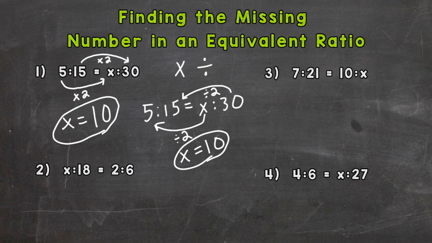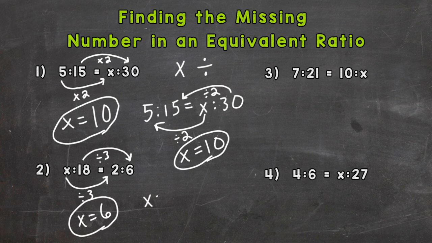Number 2. X to 18 equals 2 to 6. So let's take a look at what we're given here. And our 18 and our 6 correspond. So how do we get 18 to equal 6? Well, we can divide by 3. So we need to think, how do we get x to equal 2? What divided by 3 will give me 2? And we know 6 divided by 3 equals 2. So x equals 6.